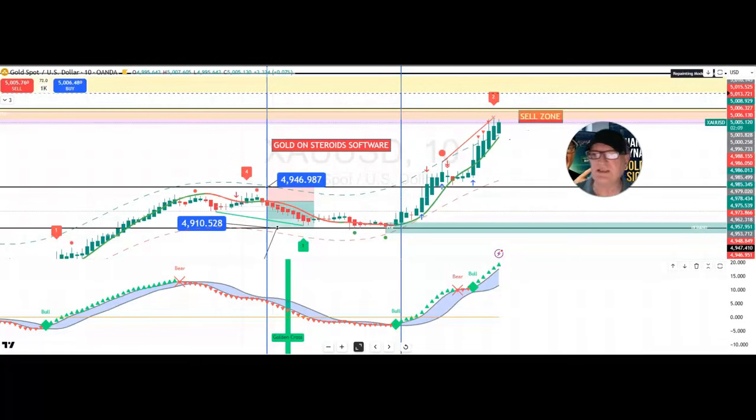If you want an update on the settings, if you're not sure of anything, then please contact me with any questions that you might have. But very simply, on this chart, follow the buy and the sell signals.